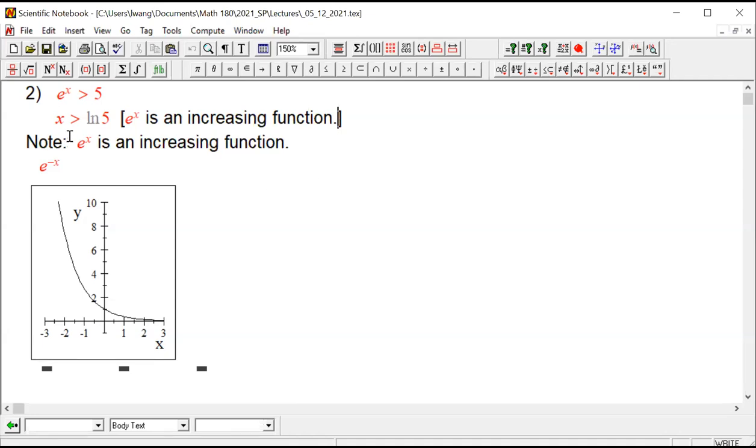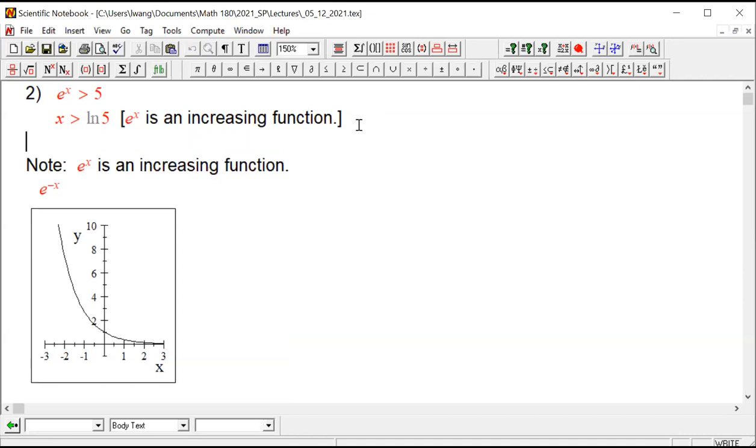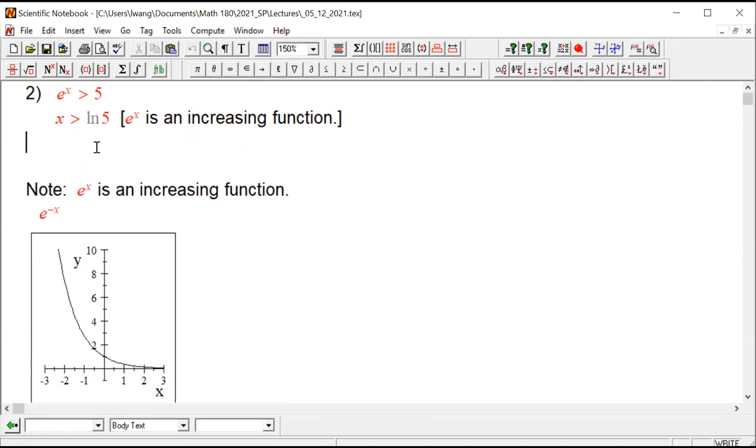So be very careful. Even for exponentials, some are increasing and some are decreasing. Take some of these properties, you're going to use them. Okay, so that's the first method, the algebraic method. How about the graph method?